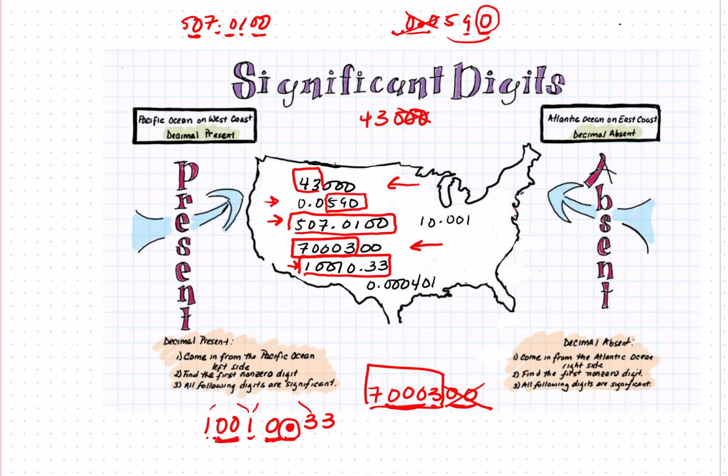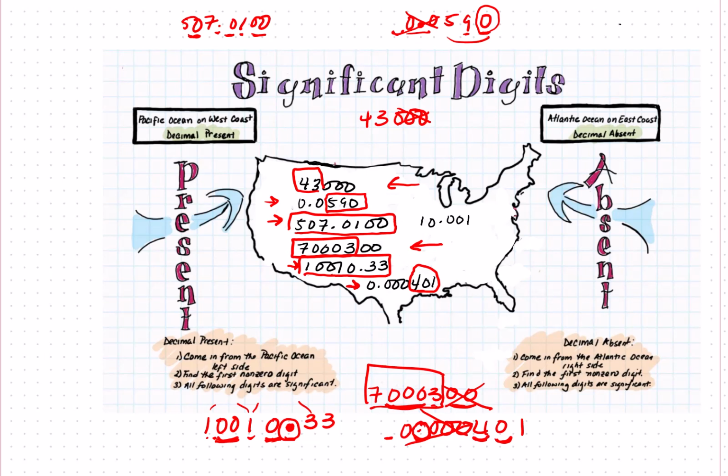Next one. There's a decimal present, so I come in from the Pacific Ocean, so I go from left to right. First non-zero digit is the 4, so everything after is significant. So if I rewrite this, there's a decimal present, no significant digit here. So these zeros are placeholders, so they don't count. The next 0, which is between the 4 and 1, there are two ways you could do that. It is surrounded by a significant digit, so that 0 is significant. Or there's a decimal present, significant digit in front, so that 0 is significant.